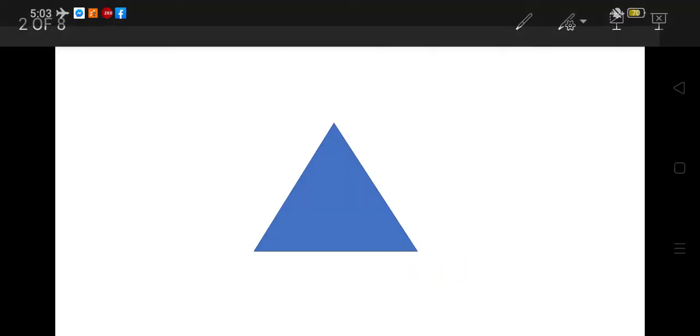First of all, let me explain about the plane figures. Plane figures are those that can be drawn on the surface of a paper. For example, a triangle. A triangle is a plane figure with three sides and three corners.